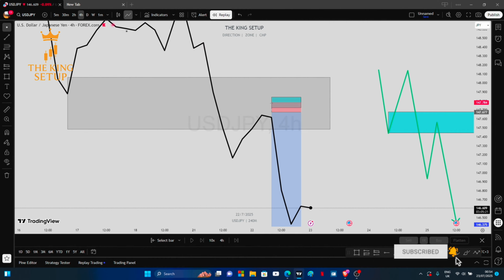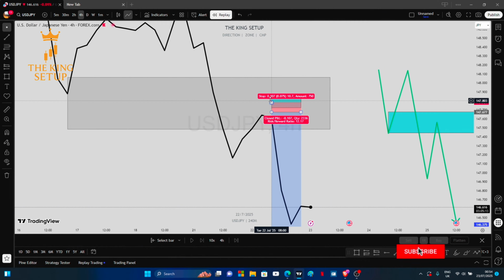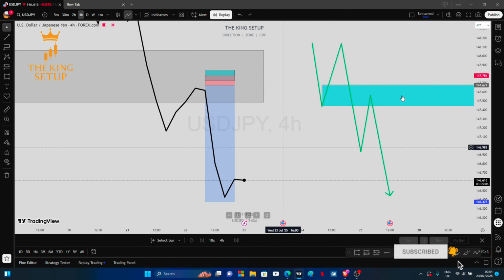If I put a line chart, you will see the same thing here. Because this was a support, the price came back, broke below that support, and then it became a resistance. So the price will come and retest that resistance, and then it will continue to push down. Same thing with this sketch here.